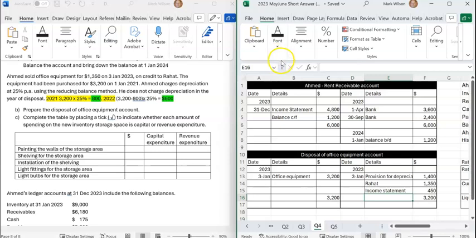Well done. So the third part, part C, is to complete the table by placing a tick. This is to do with building the new storage unit.